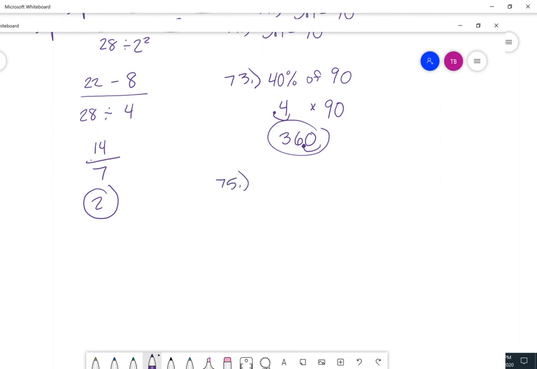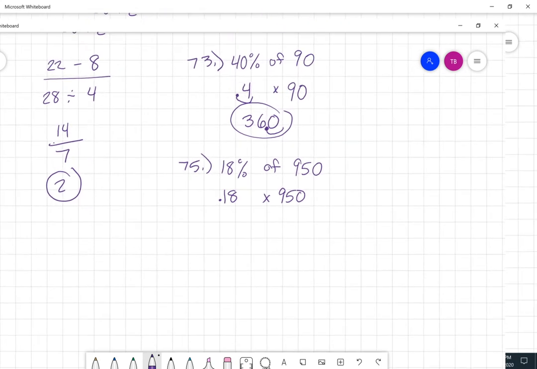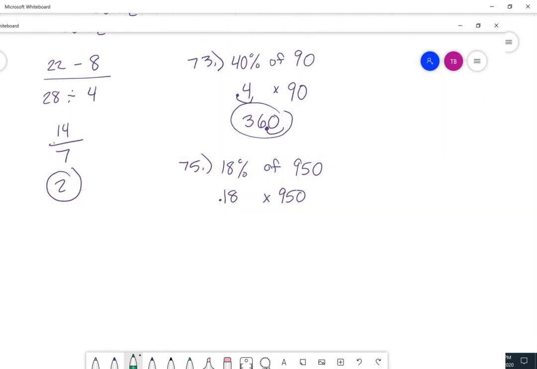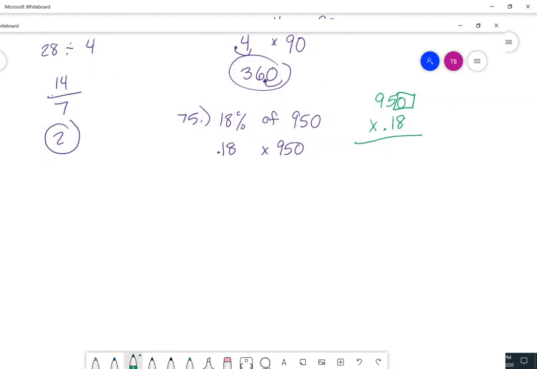Number 75. We get 18% of 950. And remember, of means to multiply, and 18% written as a decimal is 0.18. So I'm going to come over here and do 950 times 0.18. So I'm actually going to ignore this 0 for a little bit, and at the end make sure I add a 0 to my final answer. So I'm going to rewrite this as 95 times 0.18.